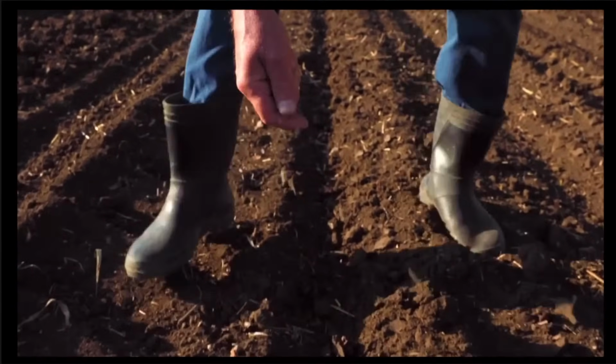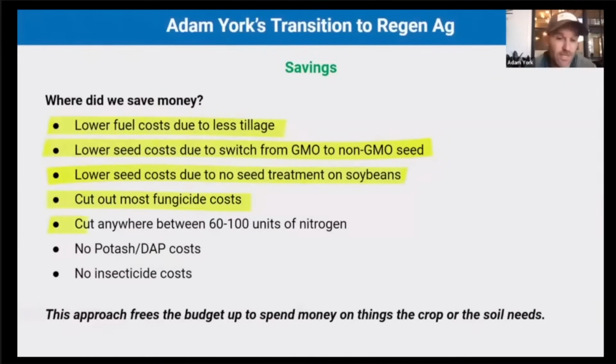We've cut out all seed treatment, the majority of our fungicide costs. We cut out between 60 and 100 units of nitrogen. We have no potash or DAP costs, and then we do not use any insecticide. We've cut all those out.